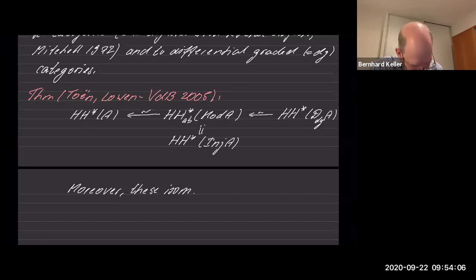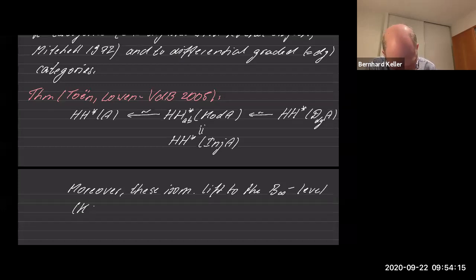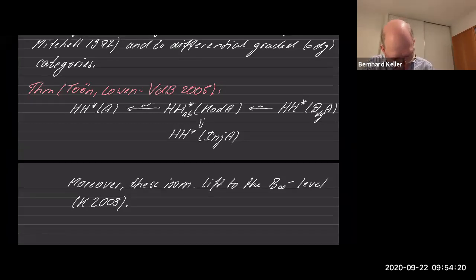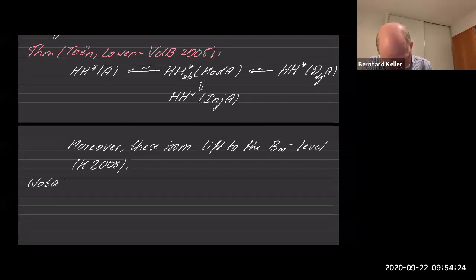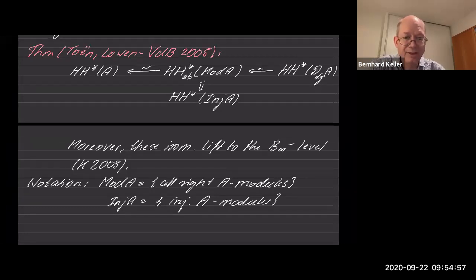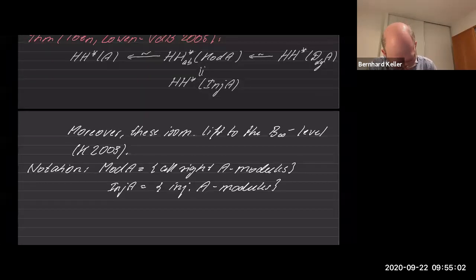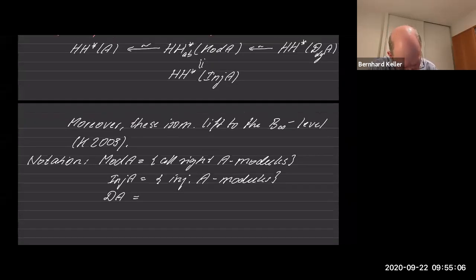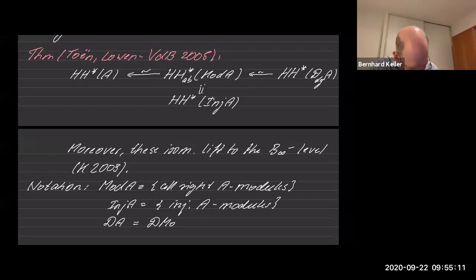These isomorphisms lift to the B-infinity level as a consequence of a result from 2003. And I should explain the notation. Well, mod A, capital Mod A, is the category of all right A-modules, no finiteness condition imposed. Then Inj A is the category of all injective A-modules. By default, modules are always right modules. Then we have D A, the unbounded derived category of the category of modules. Again, no finiteness conditions.